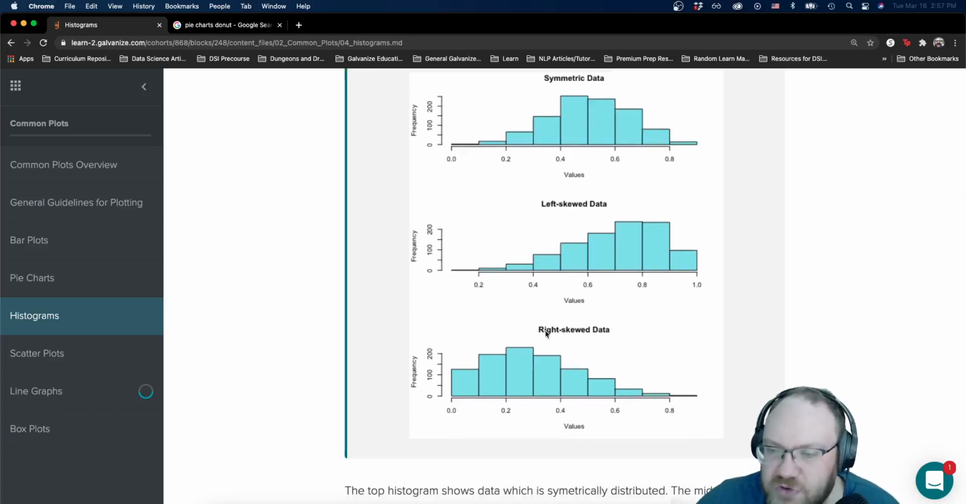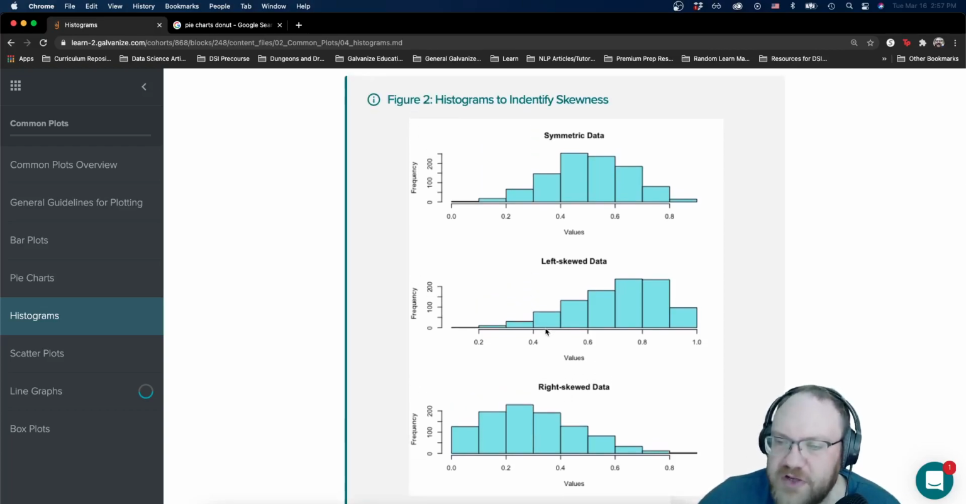Now, the opposite is true with the right skewed data. Here I have a longer tail that points off to the right, and doing so, it points to the positive side. So I could say that it is either right skewed or positively skewed.